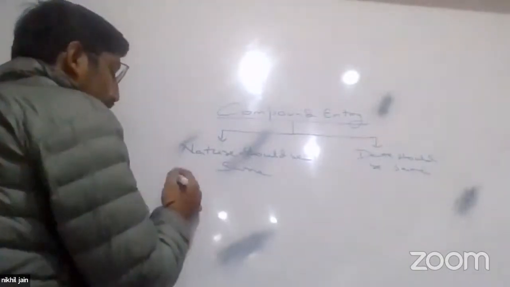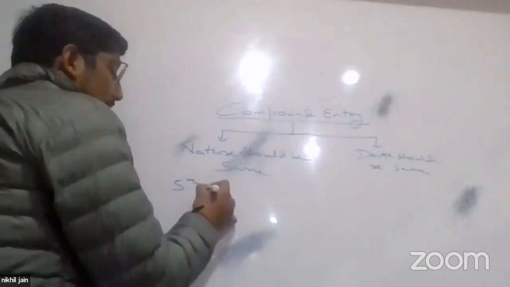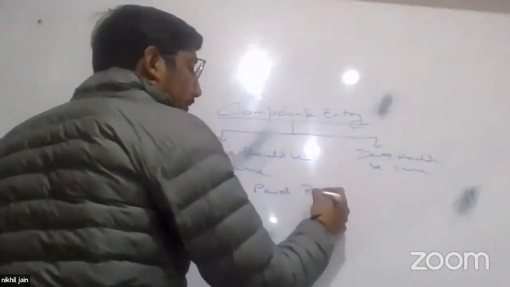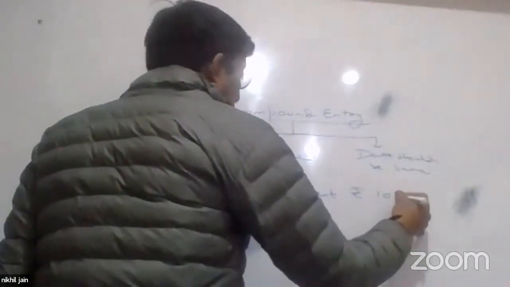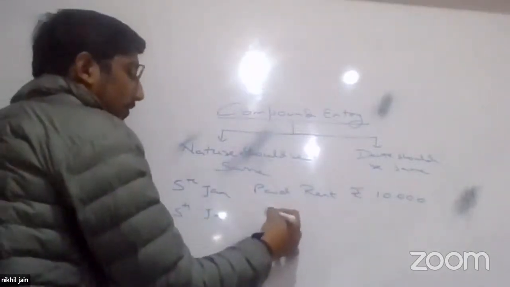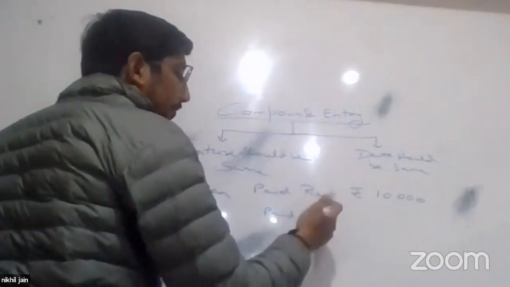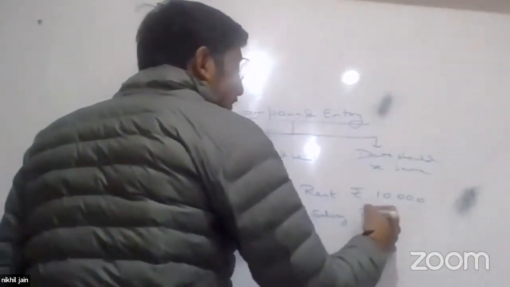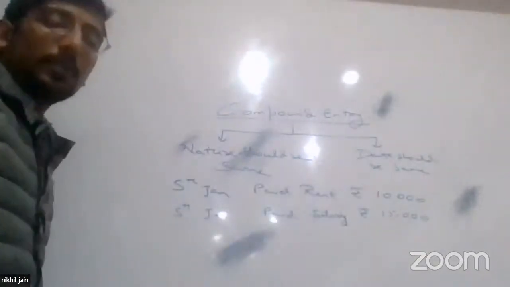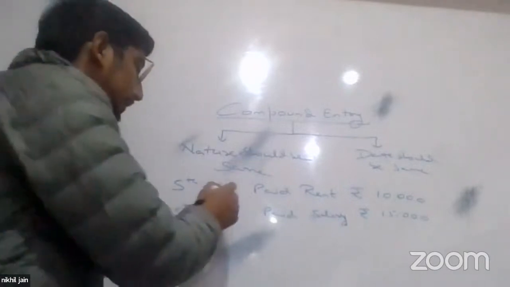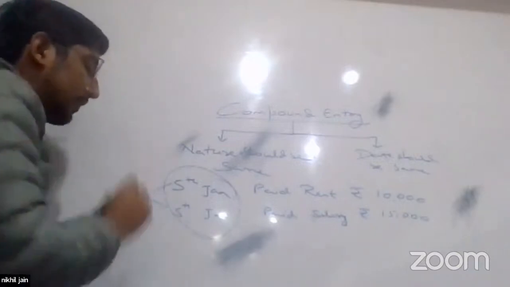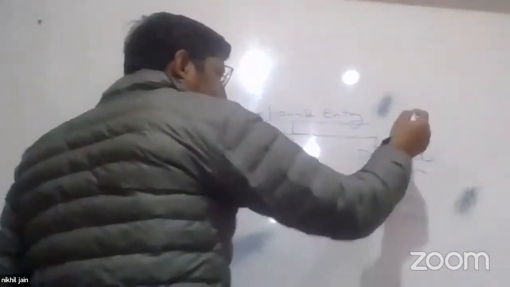कैसे देख रहे हैं? अब सपोज करो कि मेरे को क्वेश्चन में दिया हुआ रहेगा: 5th of January, paid rent rupees 10,000 and again 5th of January, paid salary rupees 15,000. ठीक है ना? Now see over here dates are same. Both are on 5th of January. So dates are same. Okay.